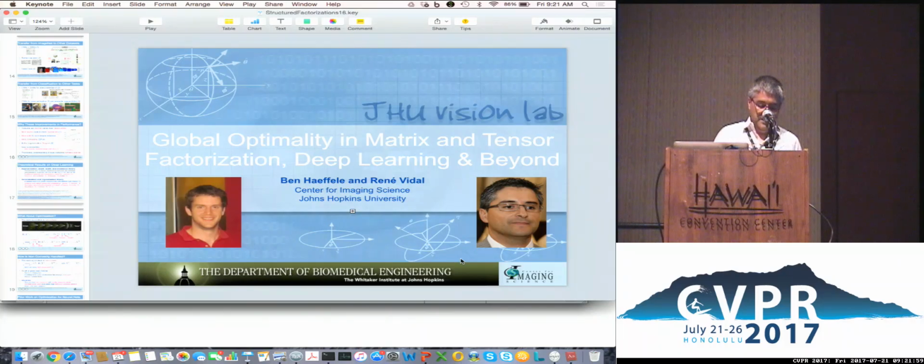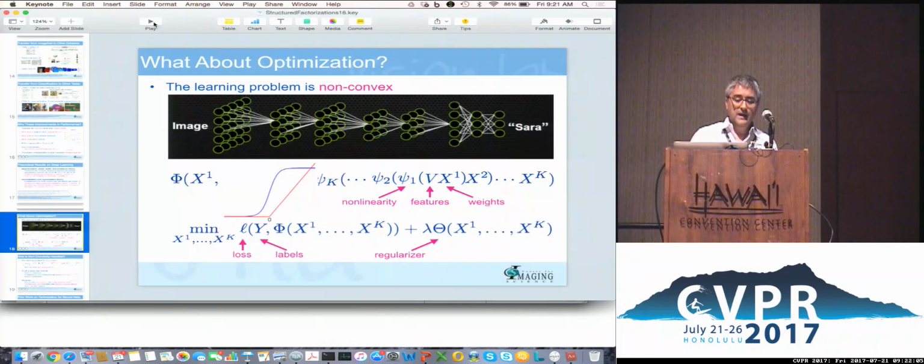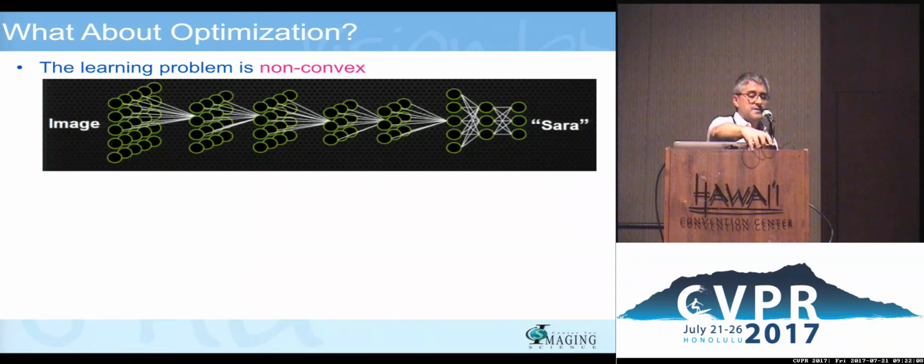Okay, so let me begin with the first topic, which is the topic of global optimality in deep learning. So what is this question of optimization and why is optimization sort of a problem? The key challenge in training neural networks is that the optimization problem is non-convex. So why is it the case that the optimization problem is non-convex?